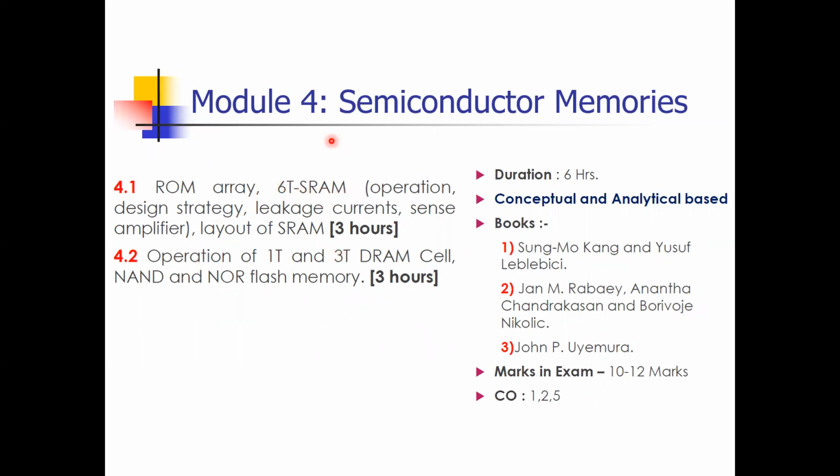Okay, then once SRAM is clear, then DRAM, dynamic RAM. Definitely dynamic, we're talking about a capacitor being used, with charging and refreshing. Here 1T and 3T mean 1 transistor and 3 transistor. Then after RAM, there is ROM and ROM arrays, and then there is flash memory. And for flash memory, NAND flash memory and NOR flash memory are mentioned. So this whole module is regarding the memories.